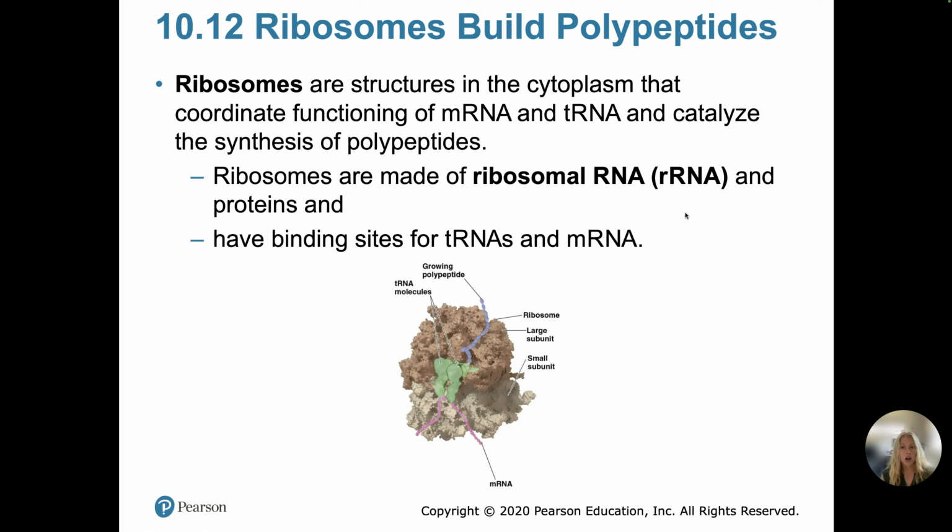Ribosomal RNA or rRNA helps make ribosomes along with proteins. And the ribosomes have binding sites for both the transfer RNAs and the messenger RNA. Remember, ribosomes have a large subunit and a small subunit, and this image actually shows the mRNA, the tRNA molecules, and the growing protein polypeptide that is starting to extend from the ribosome.